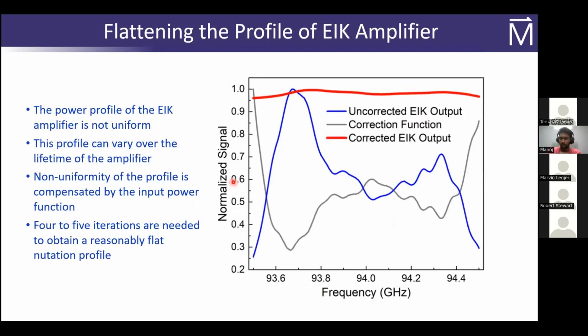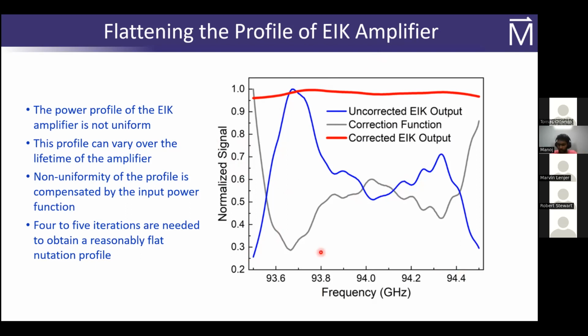Typically, we would like to have a uniform excitation bandwidth, which means we don't want the microwave to have a frequency dependence when it reaches the sample. Although we do not use any cavity, the output from the EIK amplifier itself has a frequency dependence, which is given by this blue trace.